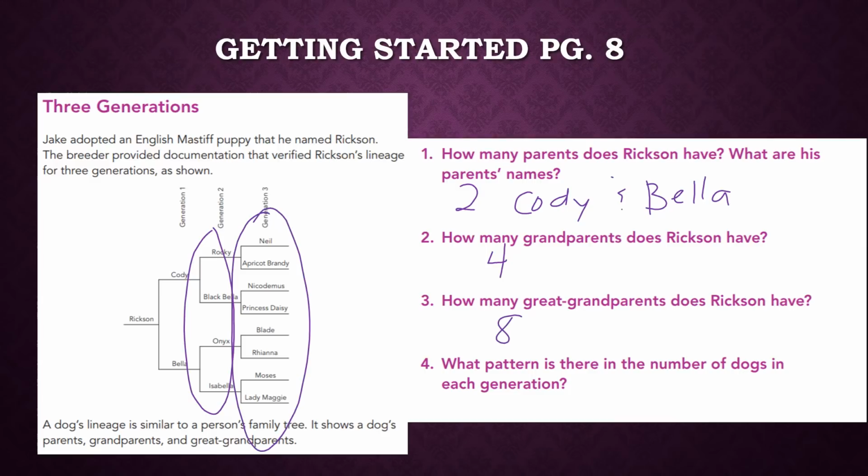So we went from 2, 4, 8. What pattern is there in the number of dogs in each generation? The number of dogs doubles each time.